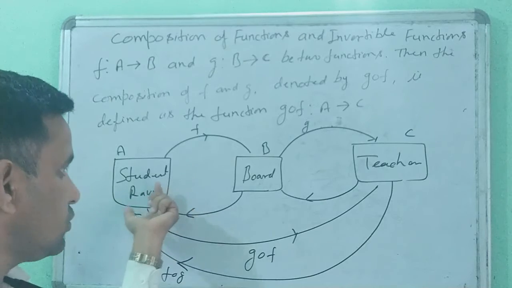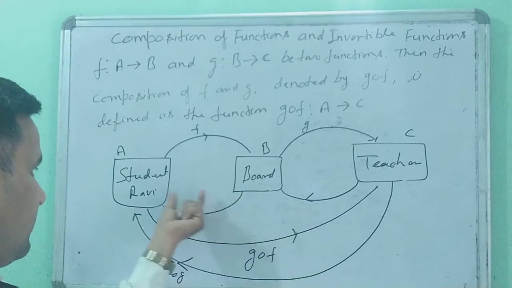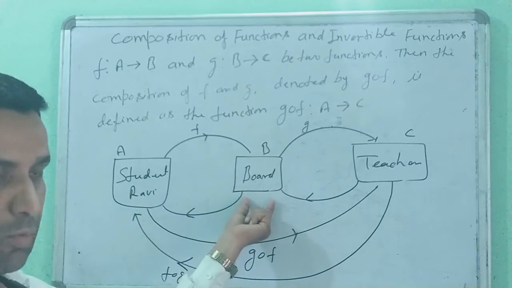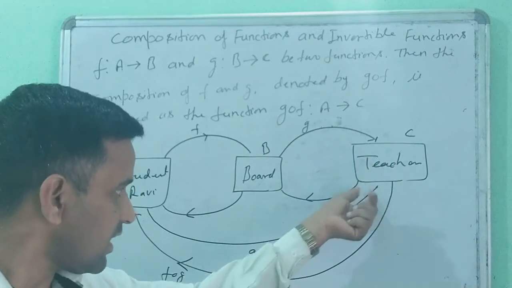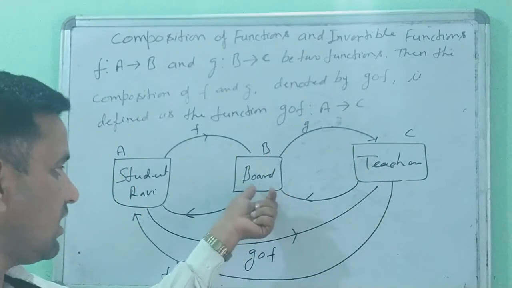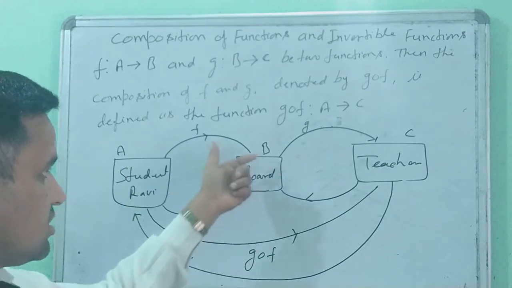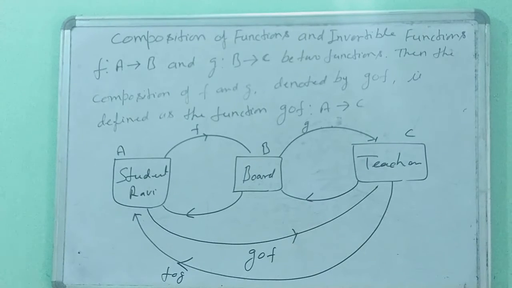In between student and teacher there is the board, the center board. When you give the exam, your paper goes to the center board. The board gives it to the teacher to evaluate, the teacher sends it back to the board, and then the board gives you the result. This process is called the composition of functions. I will give you a second example. First you note it down.